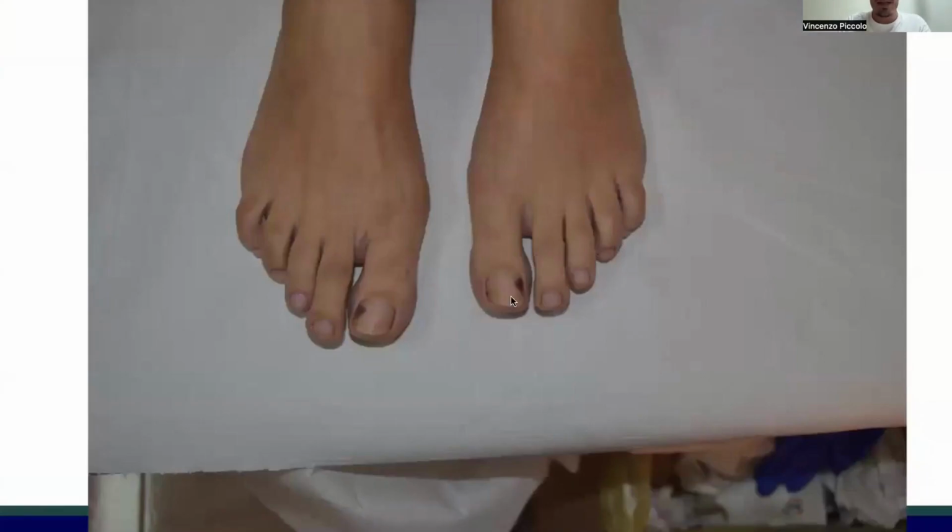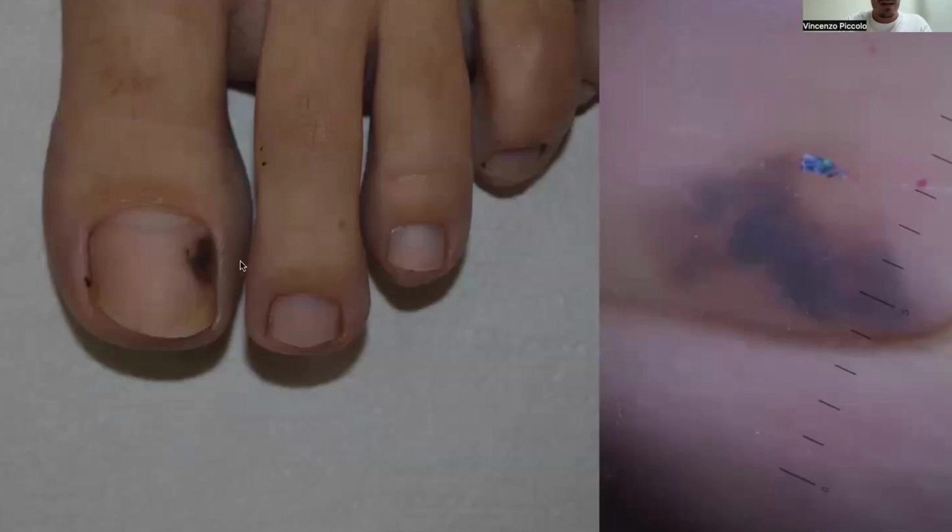Here we can see this bilateral subungual hemorrhage in this patient, probably due to wearing some very unpleasant shoes that could provoke this condition, or after long walking and things like that. This is another case with correspondent onychoscopy characterized by the presence of this large blood accumulation, often seen in the medial part of the nail plate.